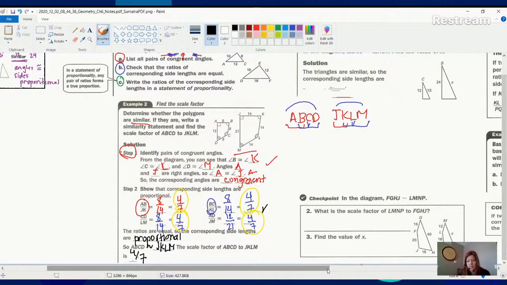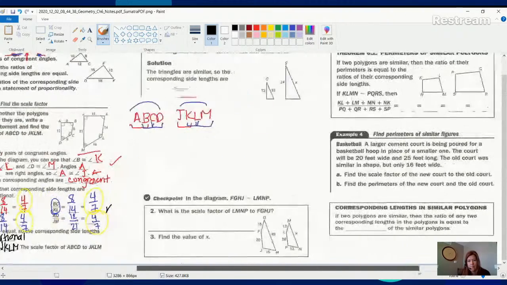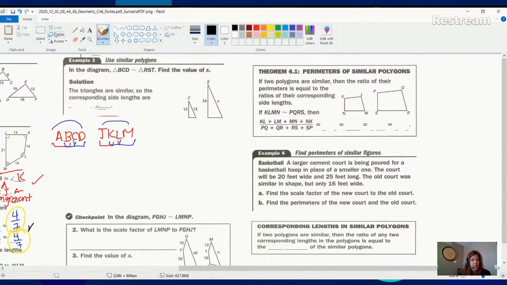All right, one more problem like this, and then we'll move on from that. So this one should be an easy one. And if you want to, go ahead and pause and you can try it and check your answer. So it says triangle B, oh, I think I cut off the letters on here. Sorry, that would help. This is B, and this is D. And this is R, and this is T. Okay, triangle BCD and triangle RST are similar. Find the value of X.